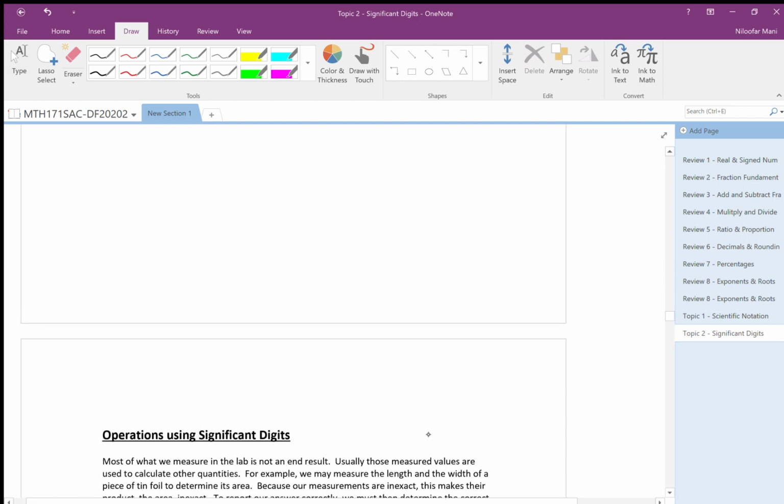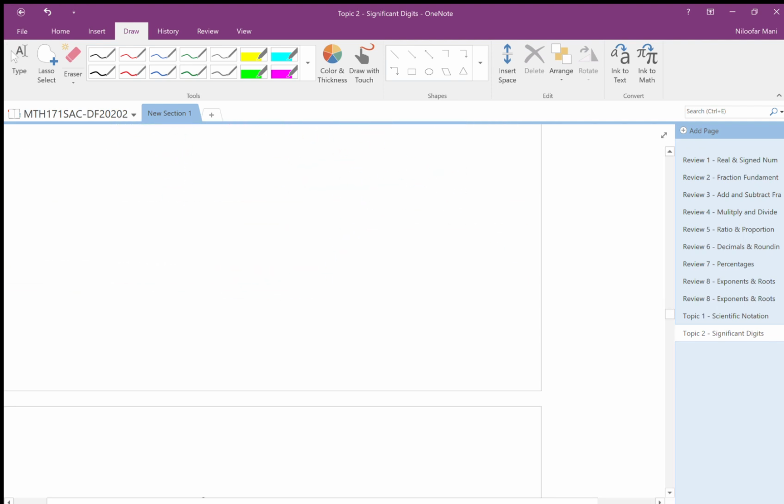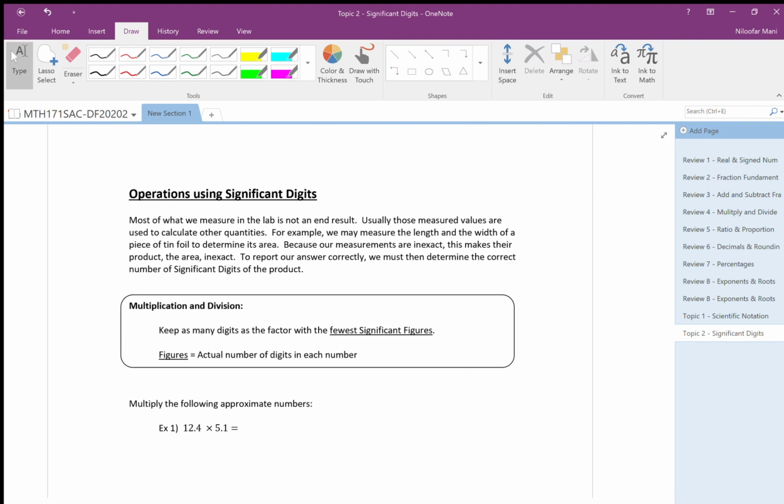Hi everyone, so I'm going to continue on the lesson. This is multiplication and division. So we did addition and subtraction, and for addition and subtraction we know that we have to round to the least decimal place. Okay, now I'm gonna teach you multiplication and division.